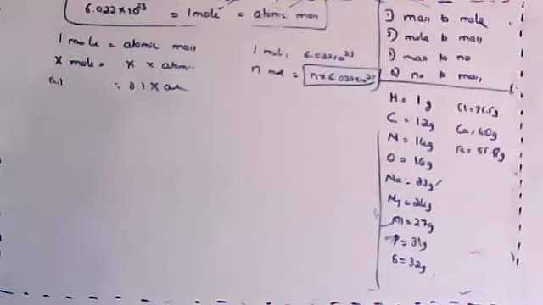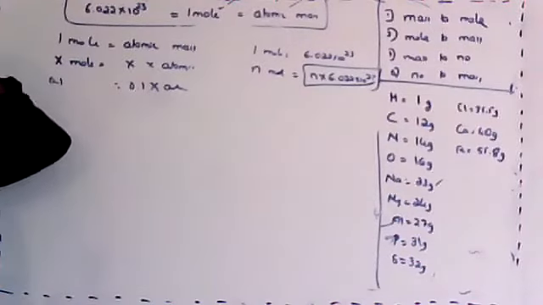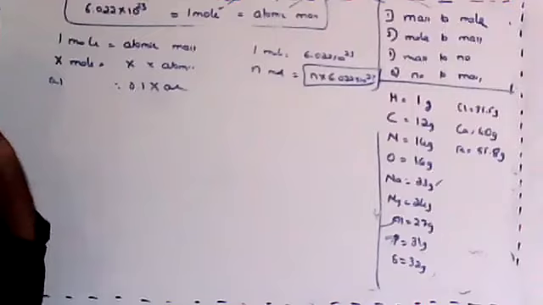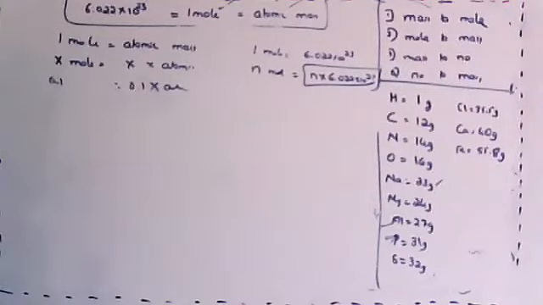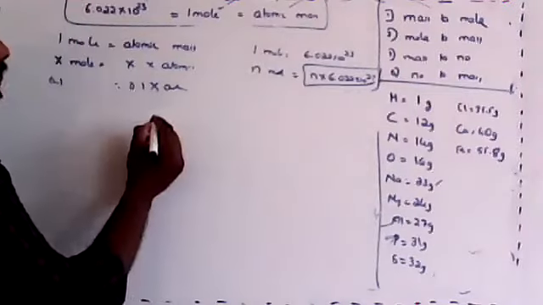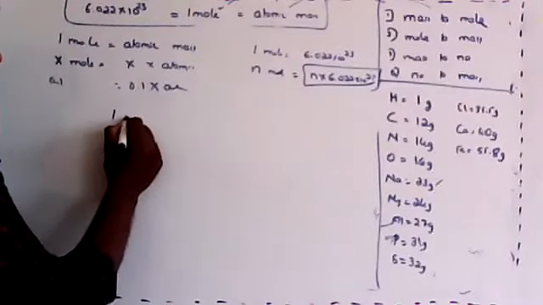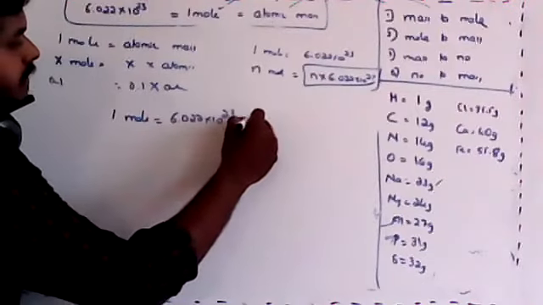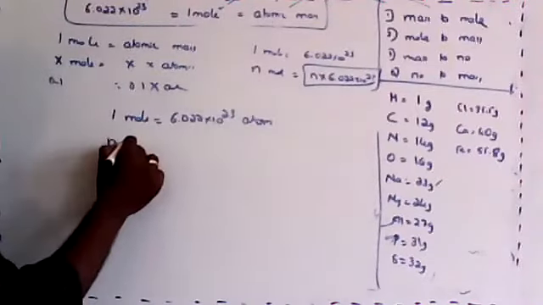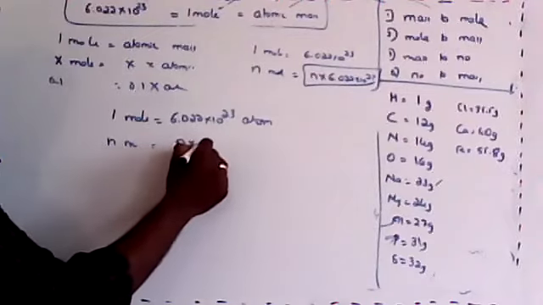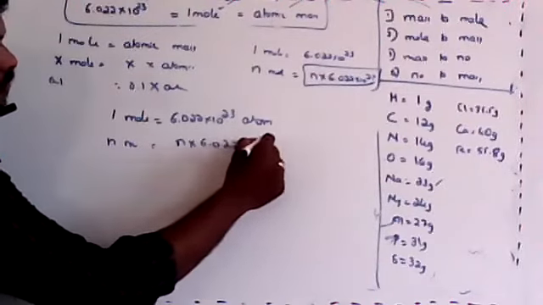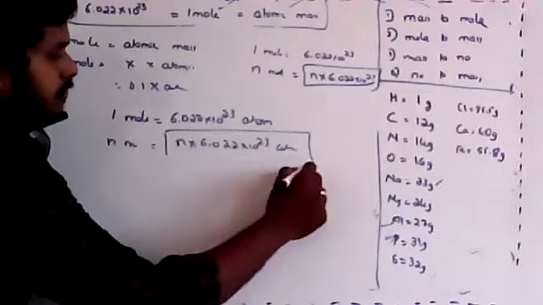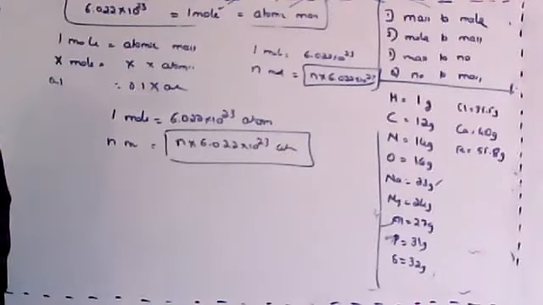No, not divided, given mole into atomic mass. Okay, not divided. Are you understanding what I'm writing here? See here, if you know this one also, 1 mole equal to 6.022 into 10 to the power 23 atoms, then n mole will be equal to n into this. It means n into 6.022 into 10 to the power 23 atoms. If you remember, we have used this formula. For example, if I give you, okay, I'll explain this once again.